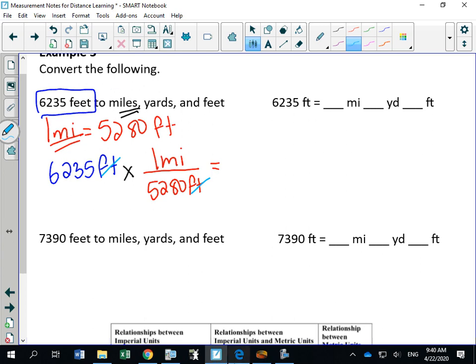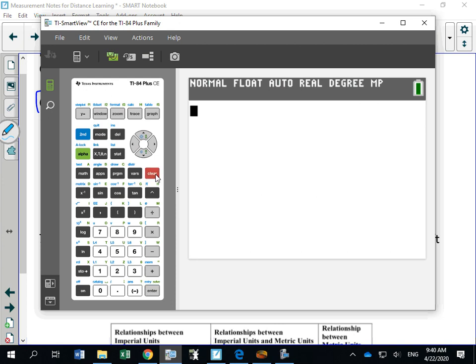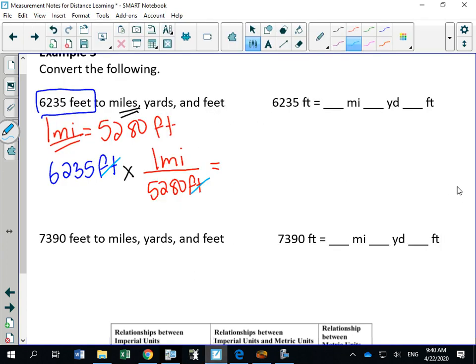So I'm going to clear my calculator and type in 6,235 feet times, nope, sorry, this is going to be a division, divided by 5,280. And I get this irrational number here. So let's write 1.18087. Let's write our units, which is miles.